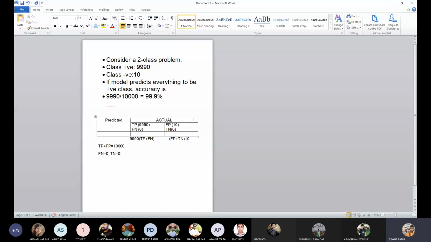Now if you change it the other way around, so you consider this class as the positive class and this class as the negative class, then what will happen? Everything is coming as a positive class. So in that case, what will be the accuracy? Accuracy will be 10 by 10,000. So accuracy will be 0.1.